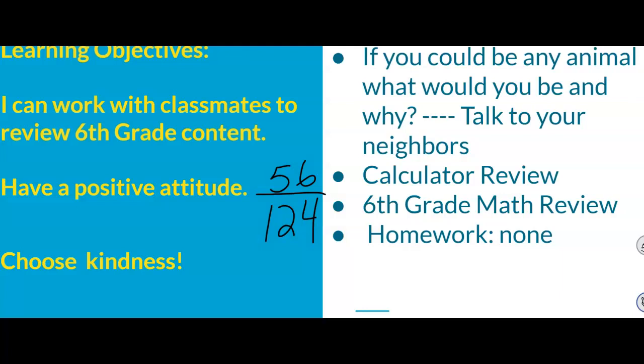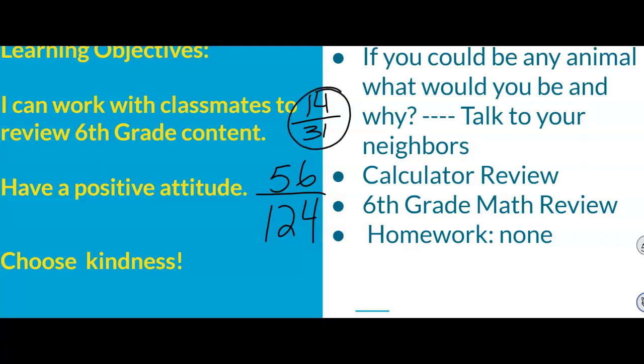My hint to you is the ABC button. What is 56 over 124 in simplest form? Rate it. 14 over 31 is correct.